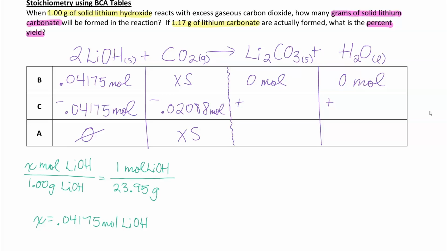Look at the lithium carbonate and the water. We already should know how much change is occurring because 1 mole of CO2, 1 mole of lithium carbonate, 1 mole of water. Right? Their coefficients are the same, which means the change in the amount of substance will be the same. The difference is going to be carbon dioxide is used while our products are formed. See how that works? So we're going to go 0.02088 moles for each of these.